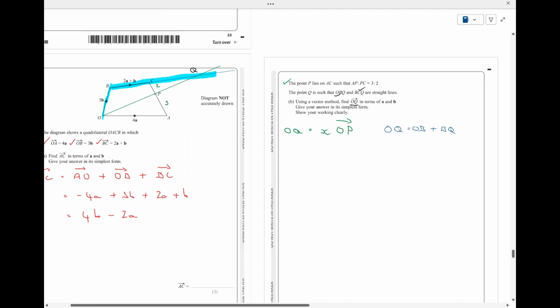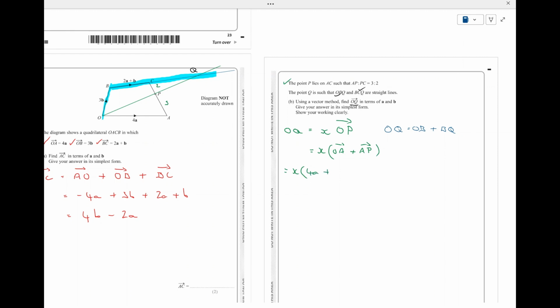Now let's have a look then. So my green route is going to be X times O to P. Now O to P is going to be, actually, I'll go O to A, and then I'll add on A to P. So let's work out what that'll be. X times, well, O to A is 4A, plus A to P.